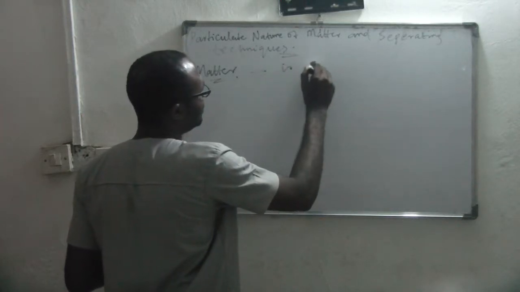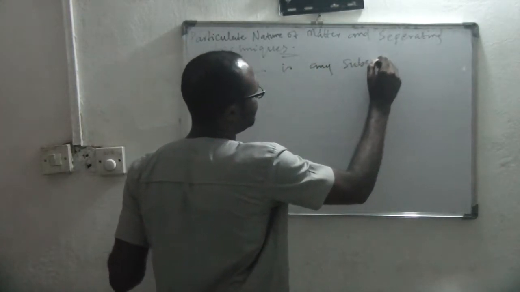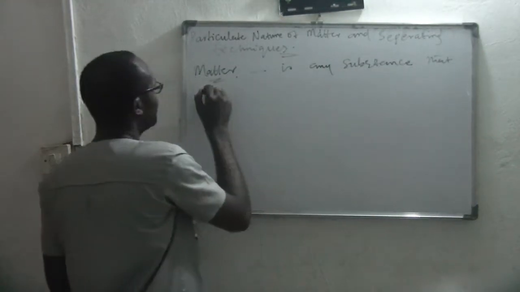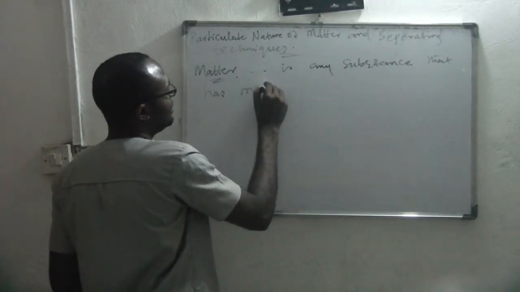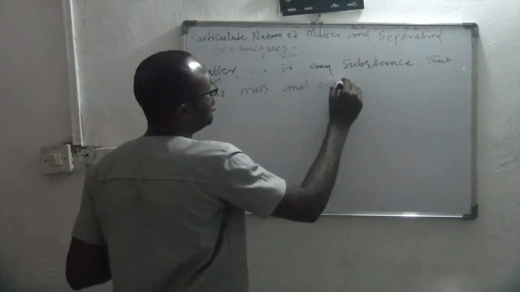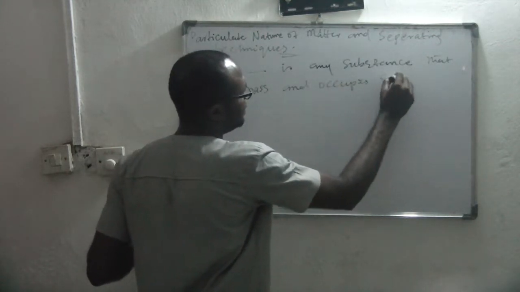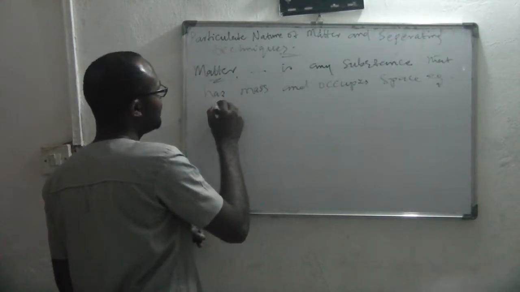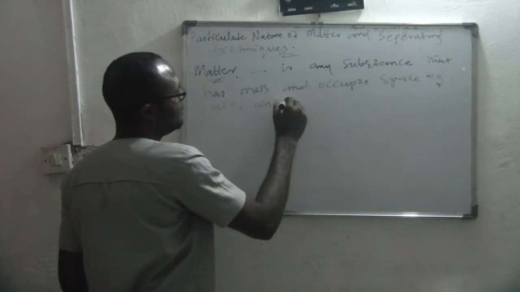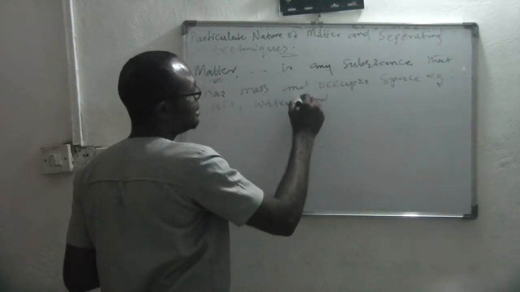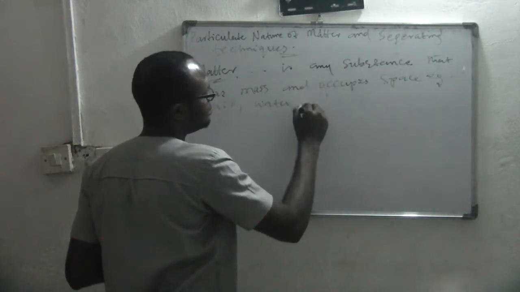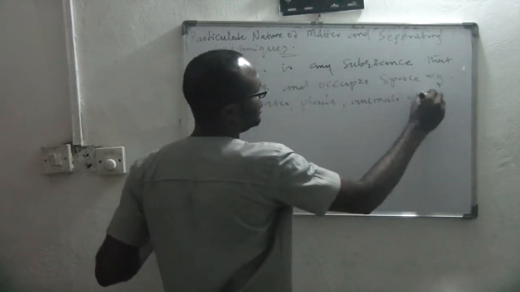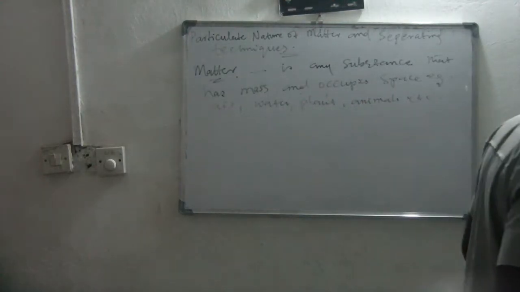So matter is any substance that has mass and occupies space. Examples are air, water, land, plants, animals, etc. So that is what matter is.